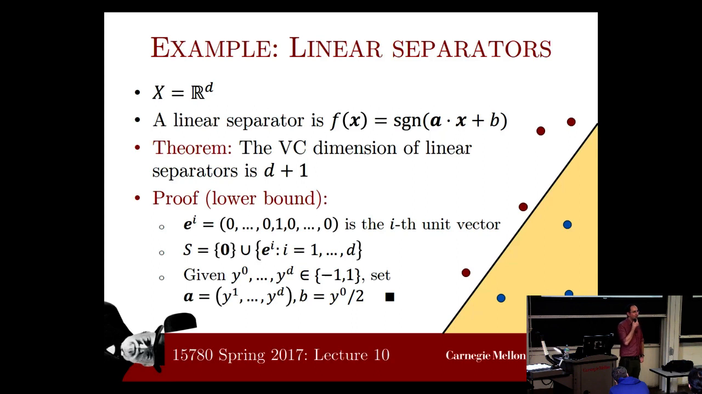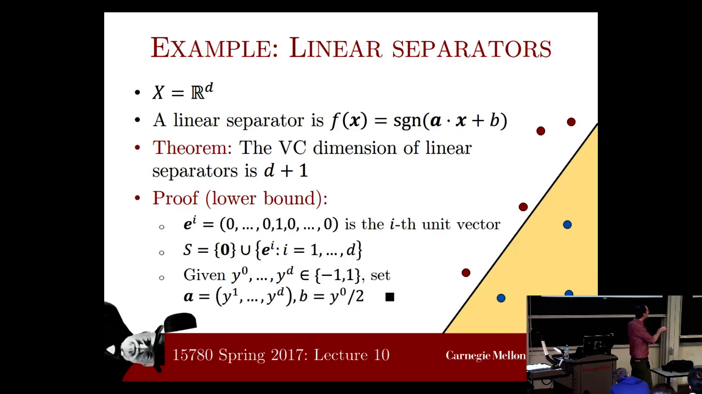Okay, so let's see why this works. First of all, let's look at the all 0 vector and make sure that it has the right label. I multiply a by the all 0 vector, I get 0. And then I add b. So what I get is just y0 divided by 2. So this will have the same sign as y0. The divide by 2 doesn't really matter. So the sign of this will be the same as the sign of y0, and that means I'm okay on that example.